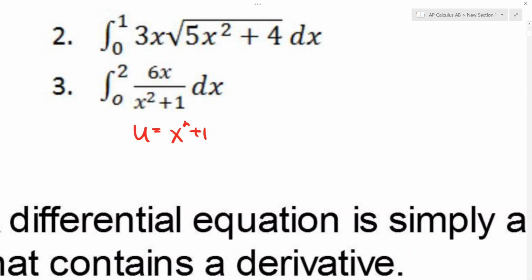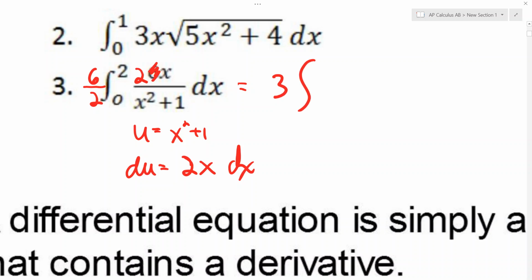If u is x squared plus 1, then du is, it's not just 2x, it's 2x dx. Okay? So we're going to move the 6 out front. We don't care about you, 6. Get out front. We're going to put a 2 in there with it. And that means out front we need to divide by 2. Again, we're not canceling out that 6. We're just moving the 6 out front. It was already there. So this integral becomes 3 times the integral of 1 over u du.